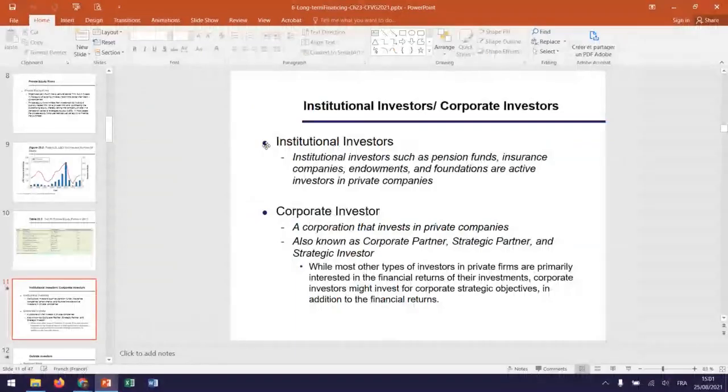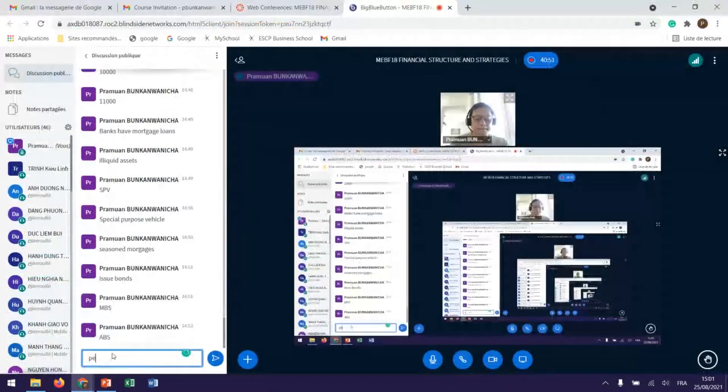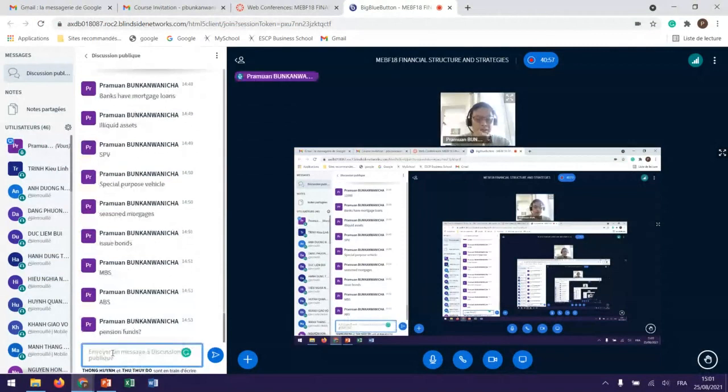Somebody know what is a pension fund? Do you have a pension fund? Public pension funds can be private pension funds. Somebody know what a pension fund is?